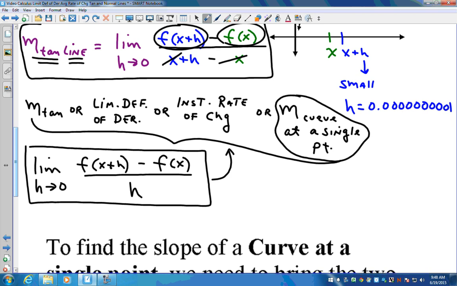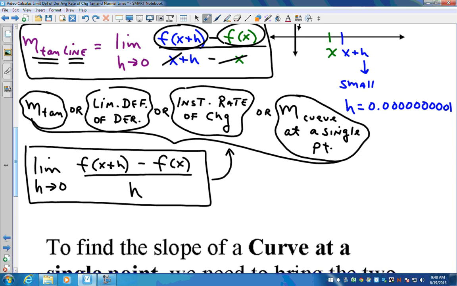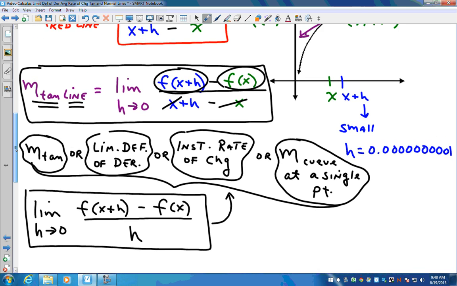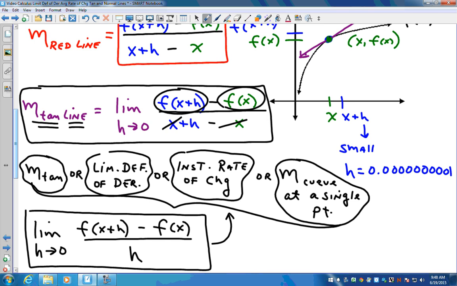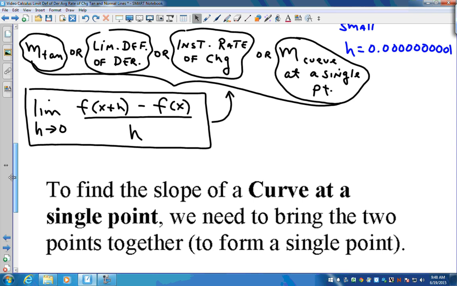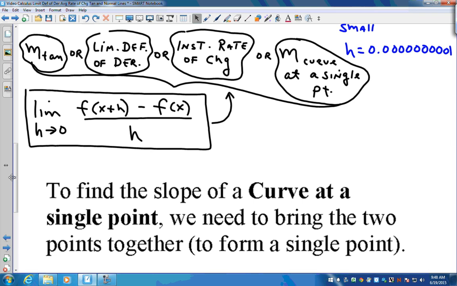as h approaches 0, we will find the slope of a curve at a single point, or we will find the instantaneous rate of change of a function. Instantaneous means at a single point. This is called the limit definition of the derivative. This is also the same as the slope of the tangent line, because the tangent line intersects the curve at one point. So you can see how important that formula is. It represents a lot of different things.